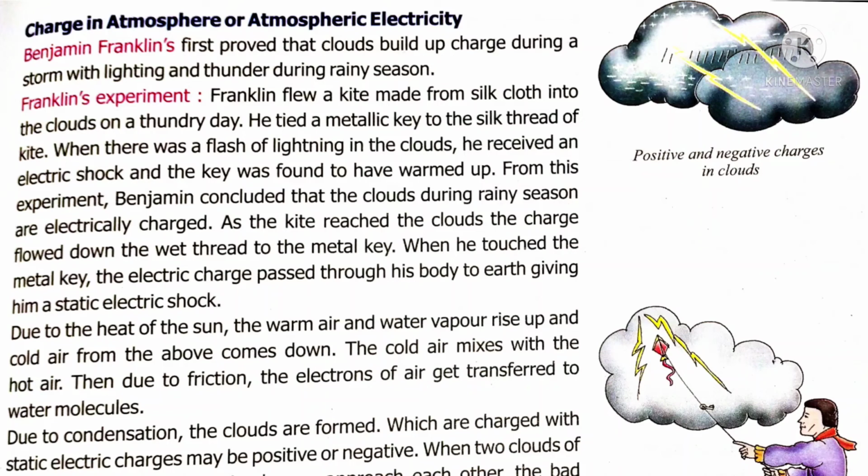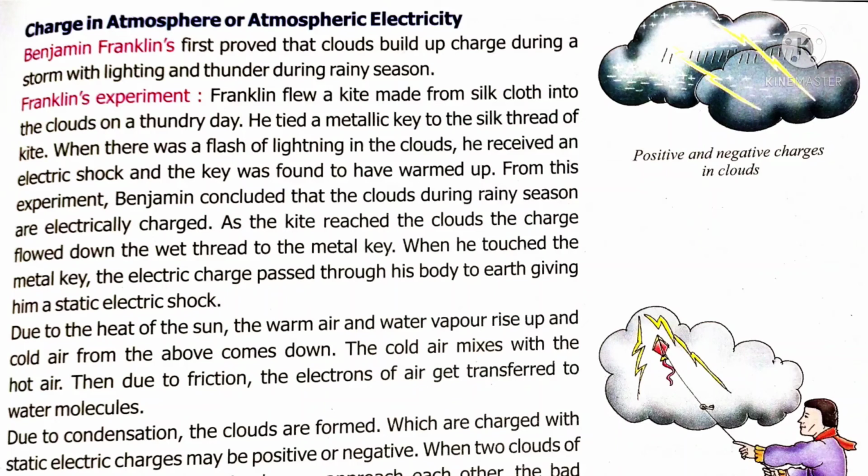because due to rain, the silk thread became wet, and the key which is connected to that, the electrons flowed from the cloud through the kite, that means through the silk thread to the key, and suddenly he got an electric shock also. And when he touched the key, he felt that the key was warm. How does this cloud attain this charge?